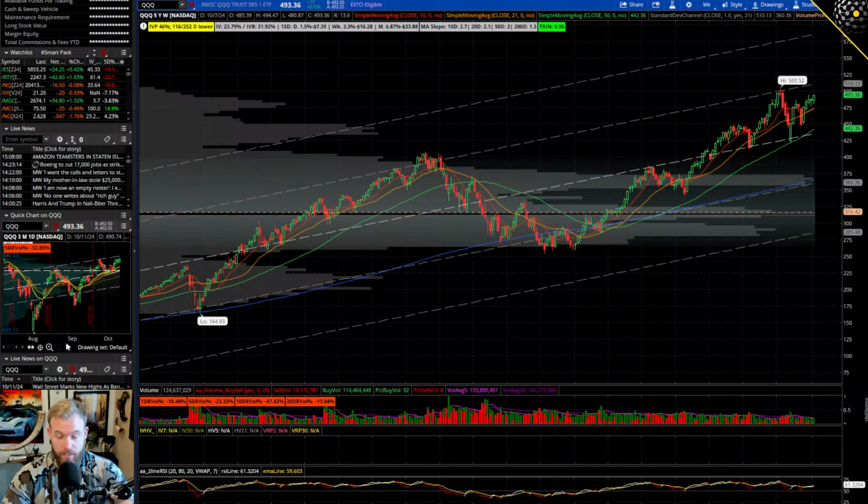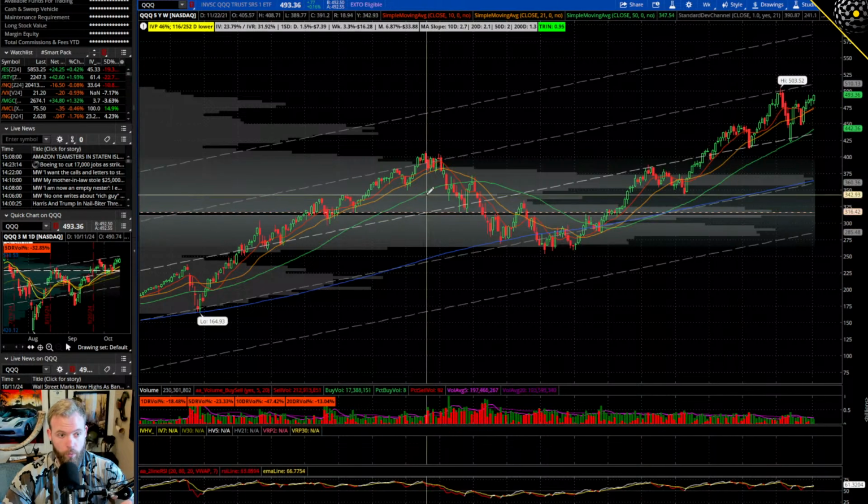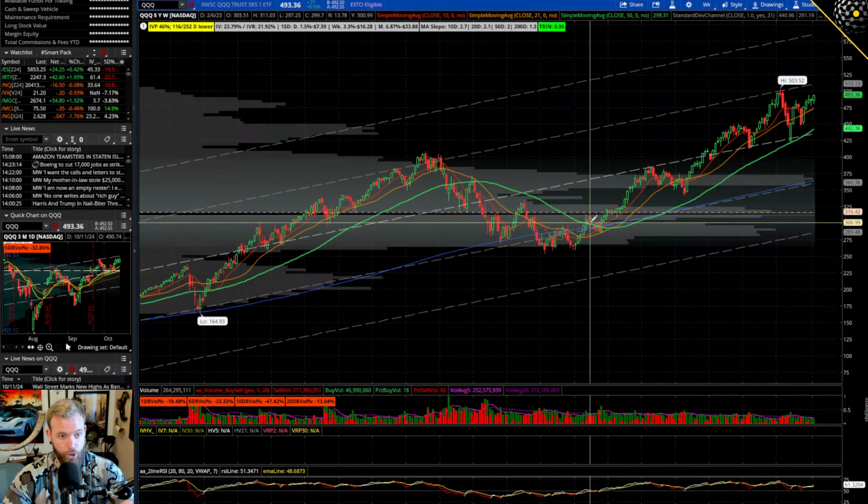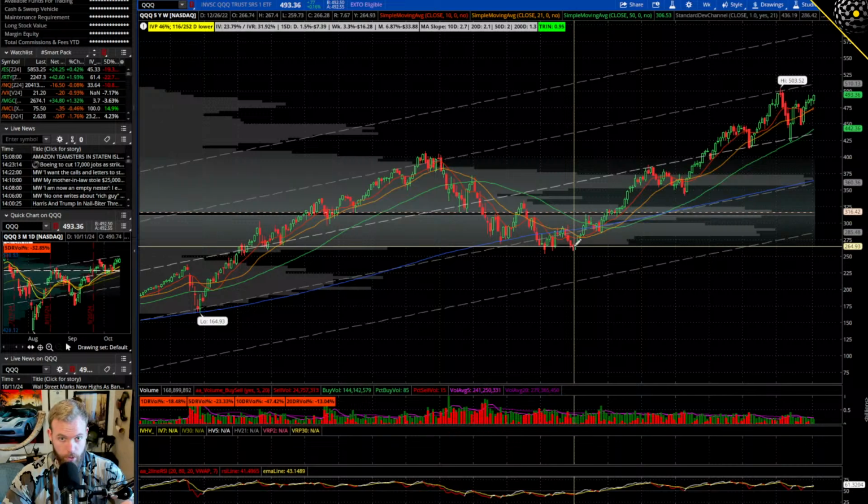TQQQs experienced an 80% drawdown when the market had a peak to trough drawdown of just over 30%. The market has had much bigger drawdowns than that before. If that happens again, TQQQs literally can go insolvent. Do I think that's super probable? No, I want to be super clear.